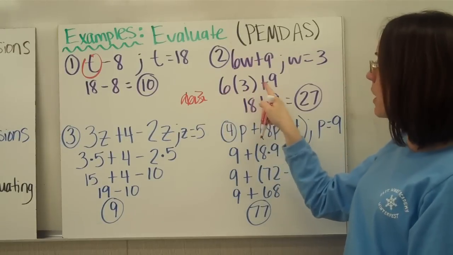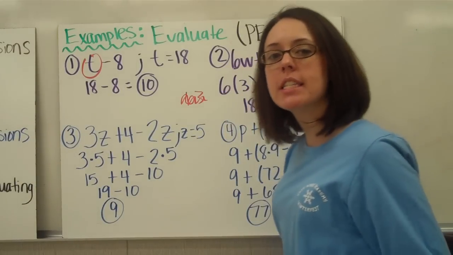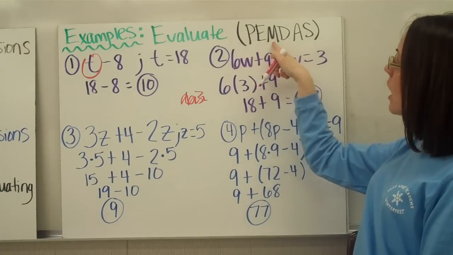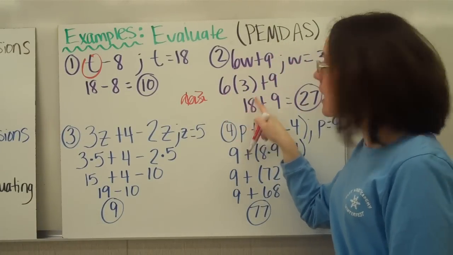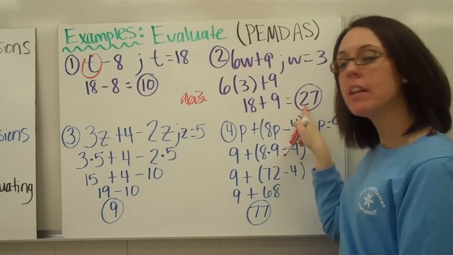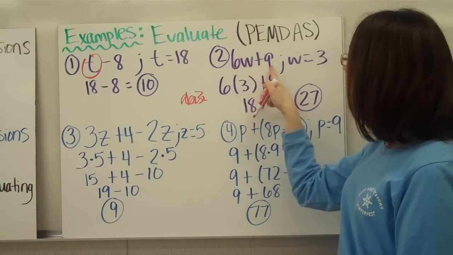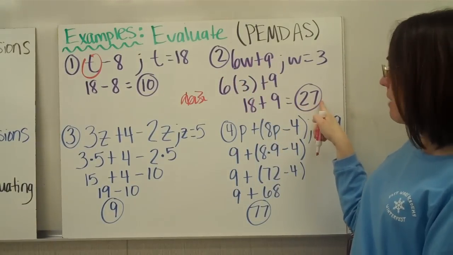All right, 6 times 3 plus 9. Order of operations tells us that multiplication comes before addition. 6 times 3 is 18, and 18 plus 9 is 27. So 6w plus 9 evaluated is 27.